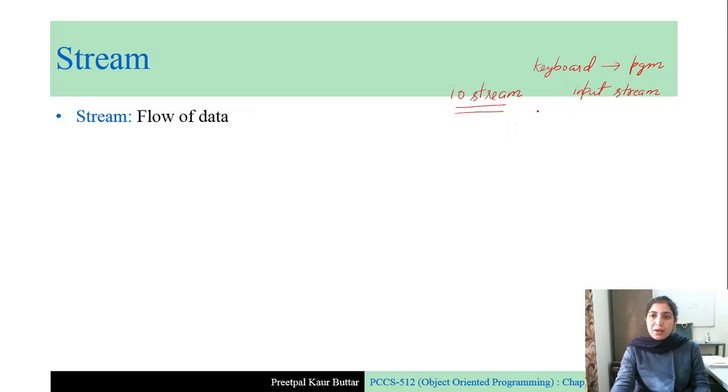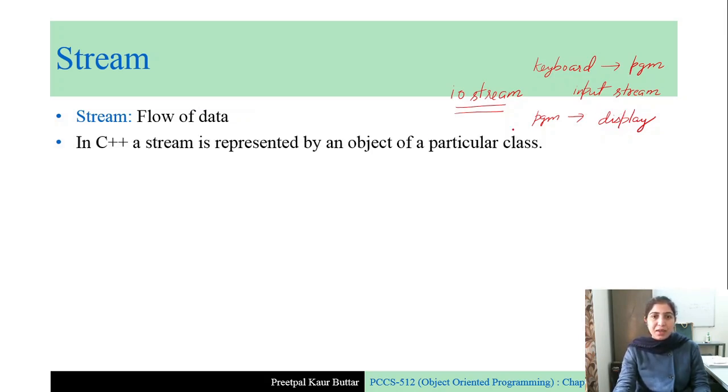Whenever our program writes the data to the display, that is the output stream, because here the flow of data is from the program to the display. We are already using the streams, but in this chapter we will study the file streams, that is the flow of data to and from the disk files. In C++, a stream is represented by an object of a particular class.